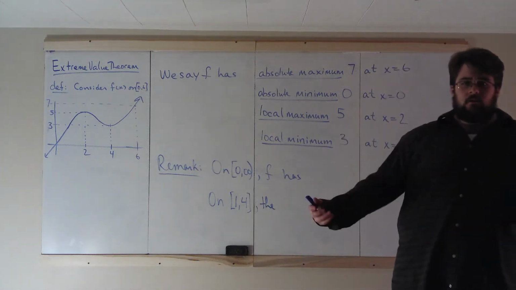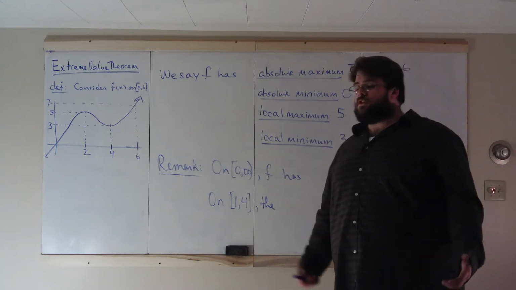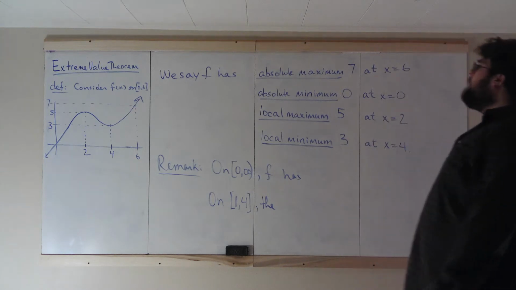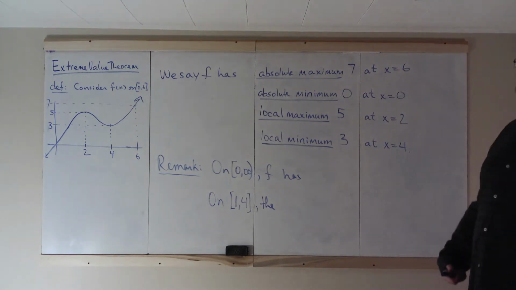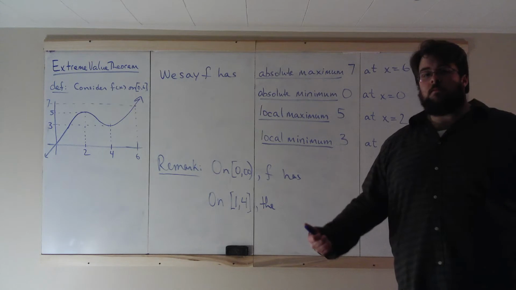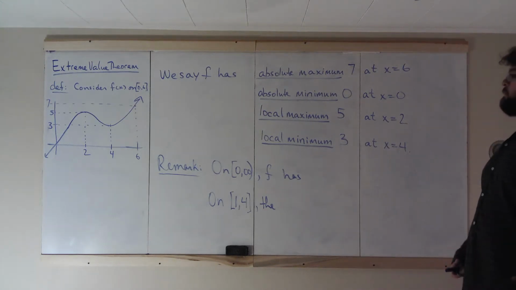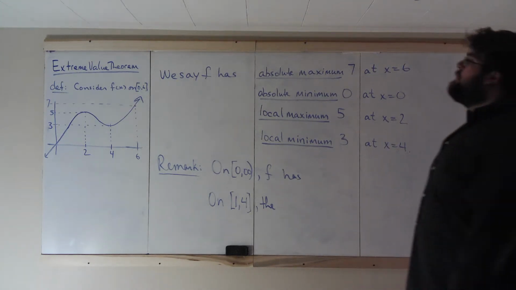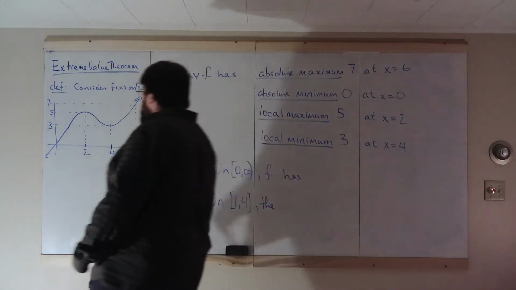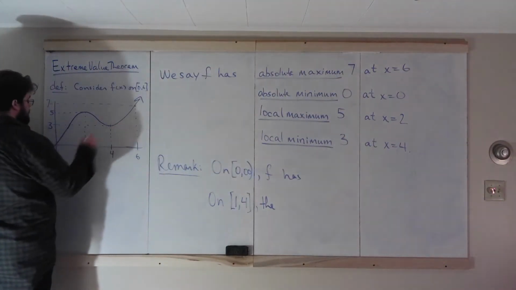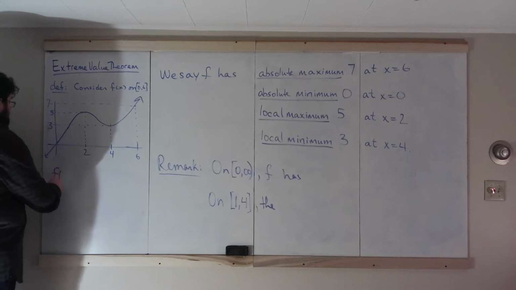Next we're going to build toward a result called the extreme value theorem. But before we talk about the extreme value theorem, we need some language. And that language is contained in this definition. So here, consider this graph f on 0 to 6.